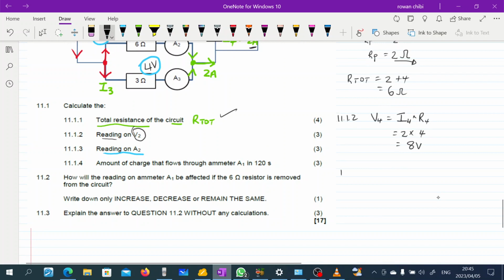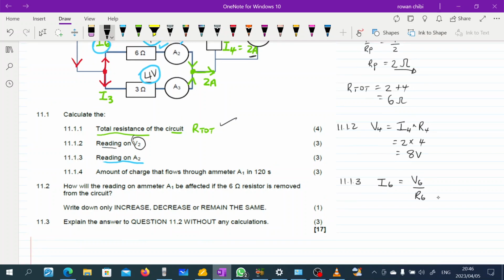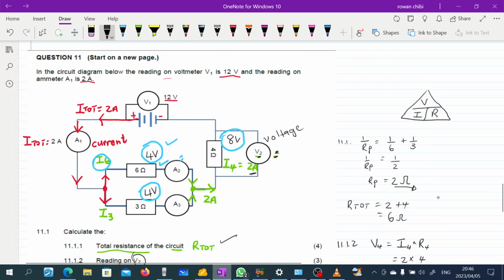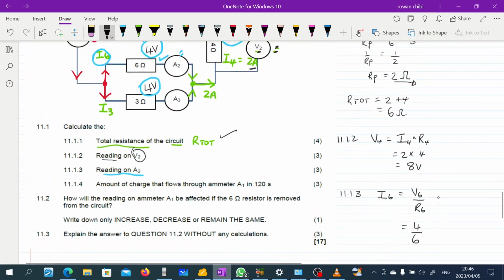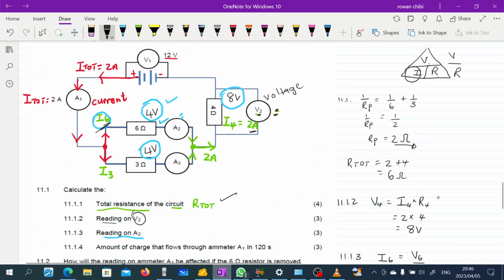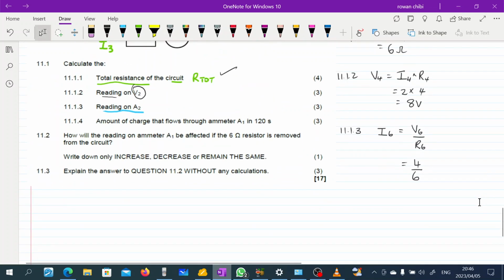So we say now, 11.1.3. The current I6 is equal to V6 over R6. Check the triangle. I is equal to V over R. So that's the formula for the current. So what is the voltage? We said the voltage is 4. What's the resistance? It is 6. So for this current, the voltage is 4, the resistance is 6. So let's calculate now.